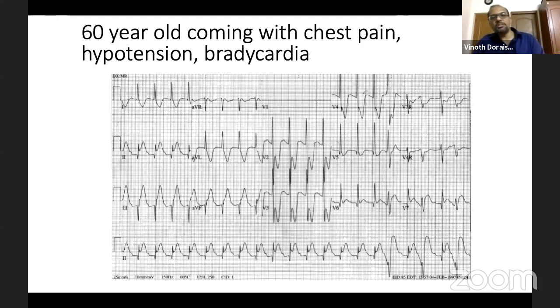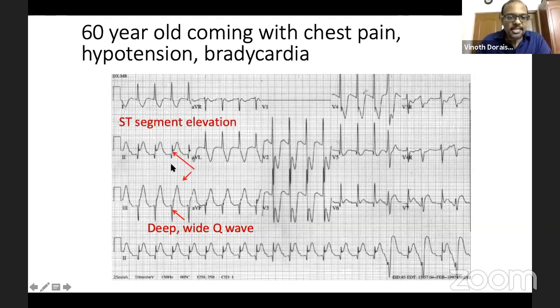So consider a 60-year-old patient coming with chest pain, hypotension and bradycardia. Immediately what we can see is the deep Q waves. The deep Q waves are present in lead 2, lead 3 and aVF, along with ST segment elevations in lead 2, 3 and aVF, and ST segment depression in leads V2 and V3. We'll come to the ST segment later on.